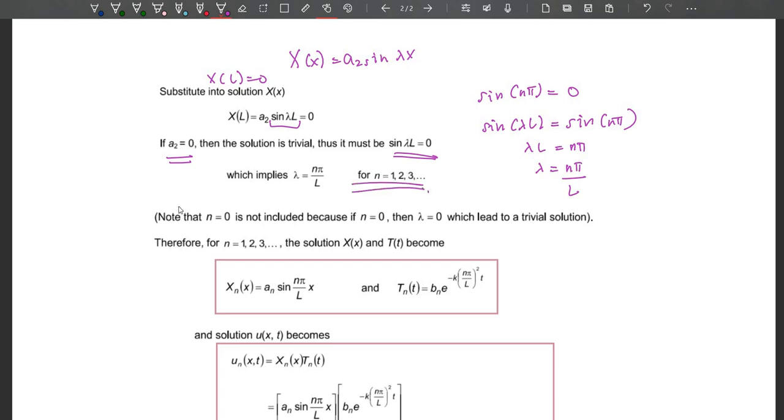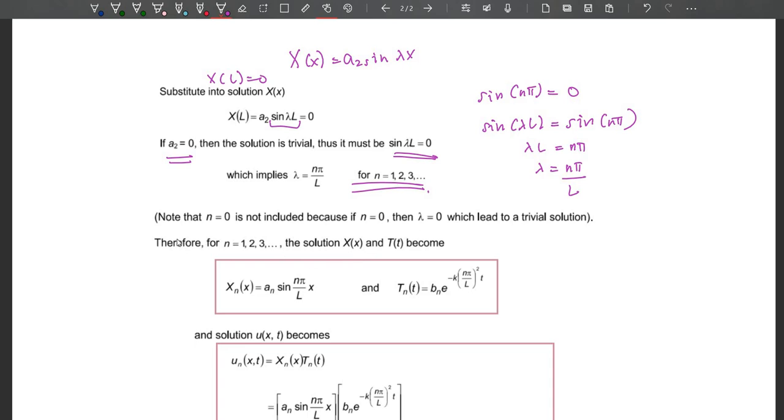Okay, and note that n equal to 0 is not included, because if n equal to 0, then lambda equal to 0. Okay, because when n equal to 0, that means here lambda will be equal to 0, right? So sin lambda L cannot be equal to 0. That's why it starts from 1.